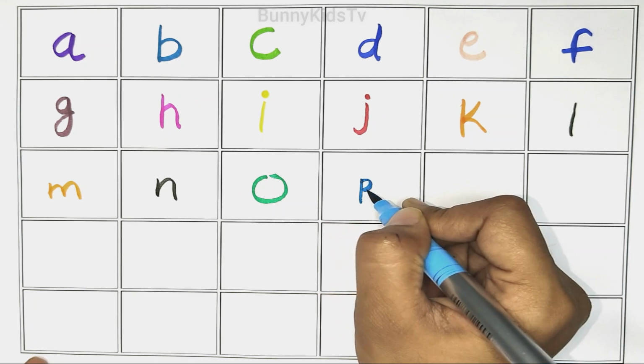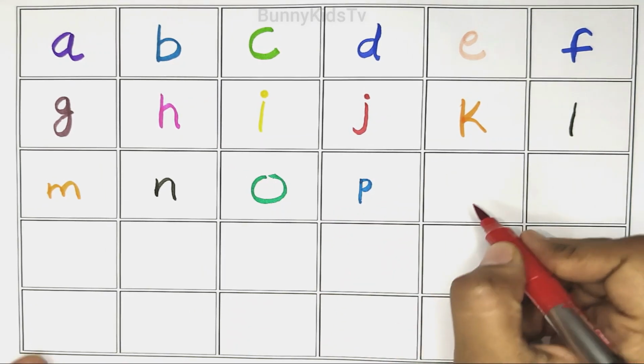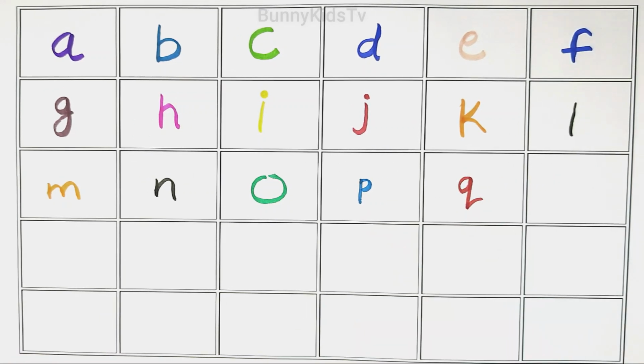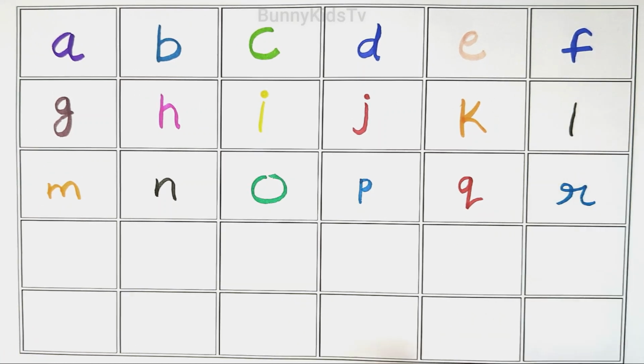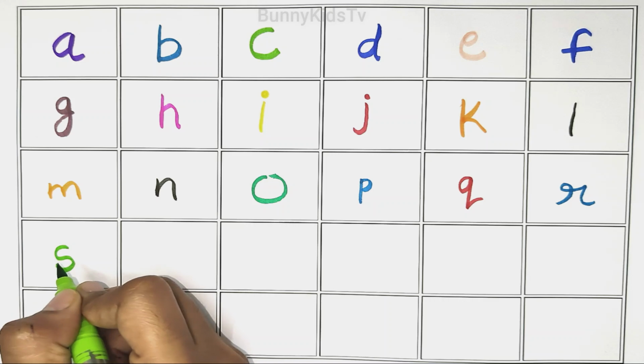P for peacock. Q for queen. R for rose. S for sun.